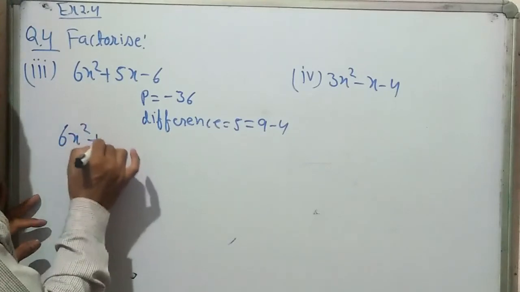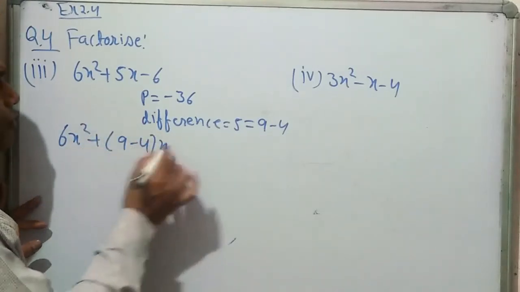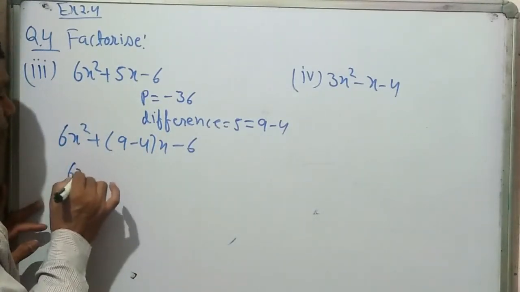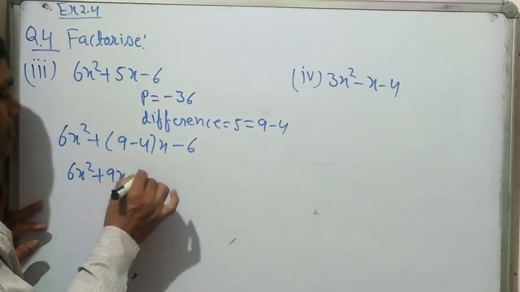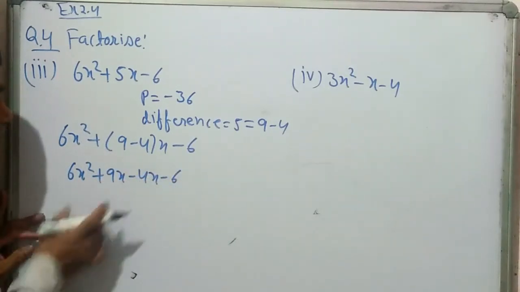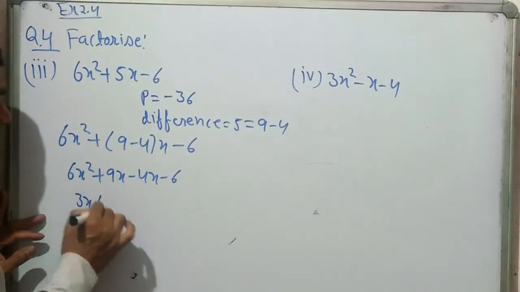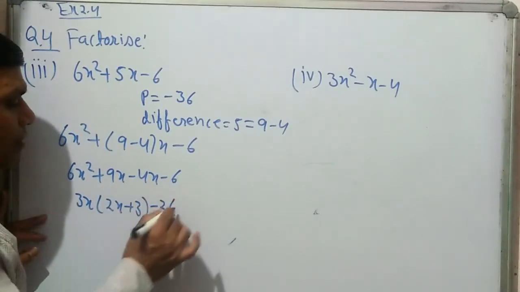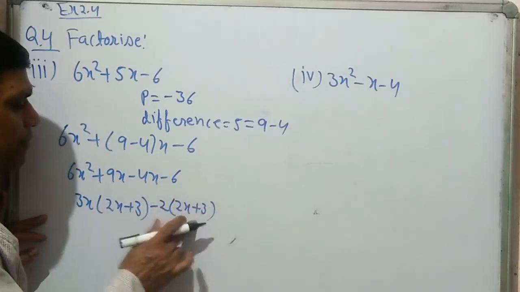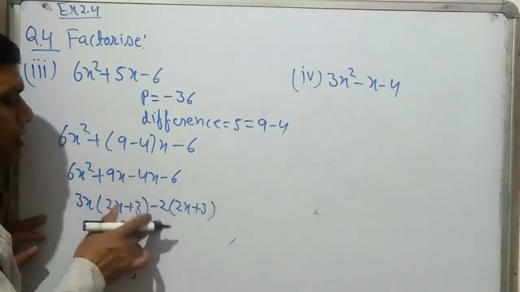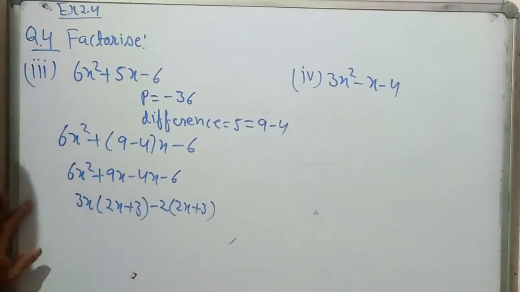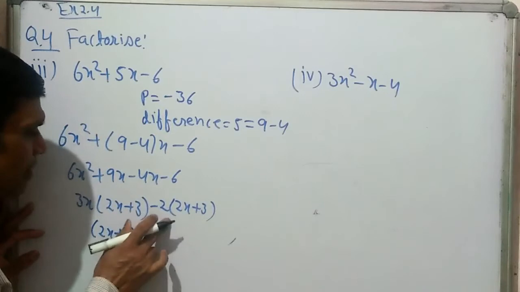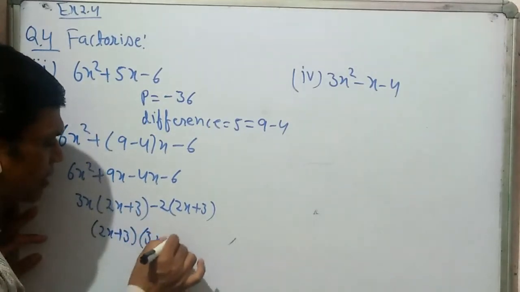What we get is 6x square plus (9 minus 4) x minus 6. Operate this bracket. 6x square plus 9x minus 4x minus 6. Take common 3x. We have 2x plus 3. Take common 2. We have 2x plus 3. Why minus? Because outside we have taken the negative sign. So this gives us 2x plus 3 as the common bracket and 3x minus 2 as the factors.